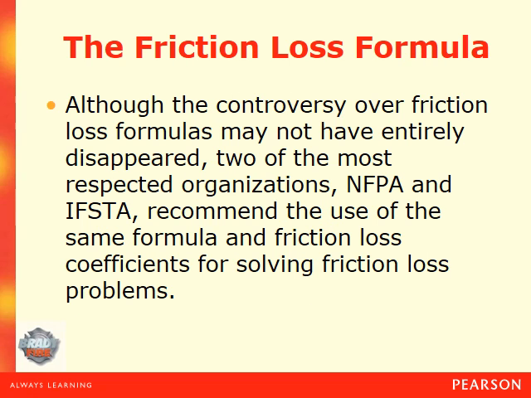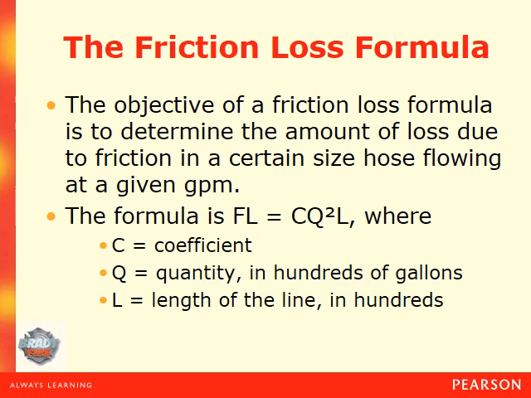Although the controversy over friction loss formula may not have entirely disappeared, 2 of the most respected organizations, ISTA and NFPA, recommend the use of the same formula and friction loss coefficients for solving friction loss problems. The object of a friction loss formula is to determine the amount of loss due to friction in a certain size hose flowing at a given amount of gallons per minute. The formula is friction loss equals coefficient times the quantity in hundreds of gallons squared times L, where L equals length of hose line in hundreds.